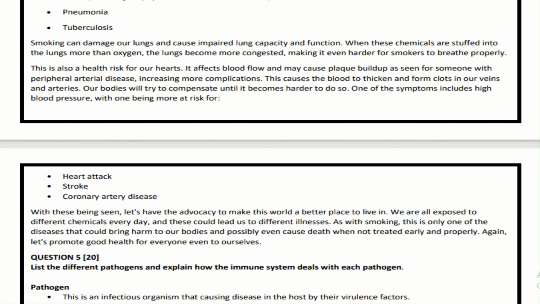We are all exposed to different chemicals every day, and these could lead us to different illnesses. As with smoking, this is one of the diseases that could bring harm to our bodies and possibly even cause death when not treated early and properly. Again, let's promote good health for everyone, even for ourselves.